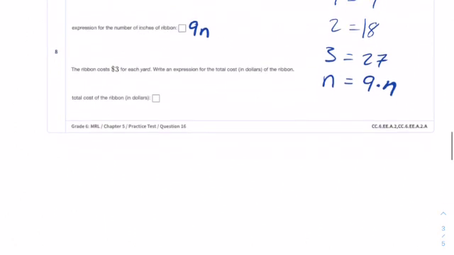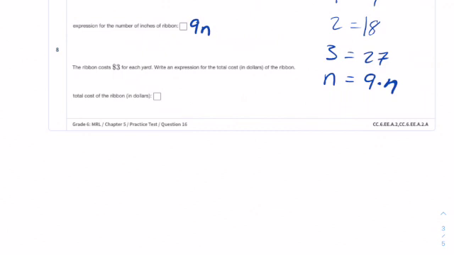Second part, the ribbon costs $3 for each yard. So now it's trying to trick me. You see this? Yard. It says yard now and not inches. So let's save that in our head for later. Write an expression for the total cost. So what do we want? We want the cost of the ribbon in yards or in inches. Okay. So the total cost of the ribbon is $3 for every yard. I know that 1 yard equals 36 inches.